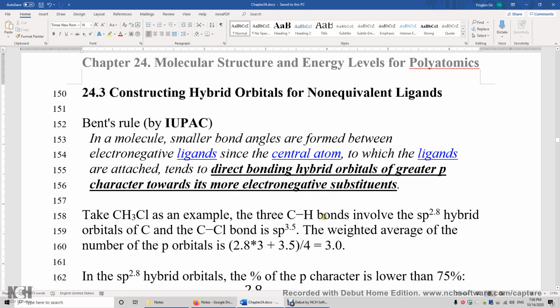CH3Cl. The three C-H bonds involve the sp2.8 hybrid orbitals of carbon. The carbon-Cl bond is sp3.5. Overall, the weighted average is sp3. 2.8 times 3 plus 3.5, divided by 4, is 3.0. So on average, it's sp3. But towards the hydrogen atoms, it's sp2.8, slightly lower than 3. Towards chlorine, it's sp3.5, slightly greater than sp3.